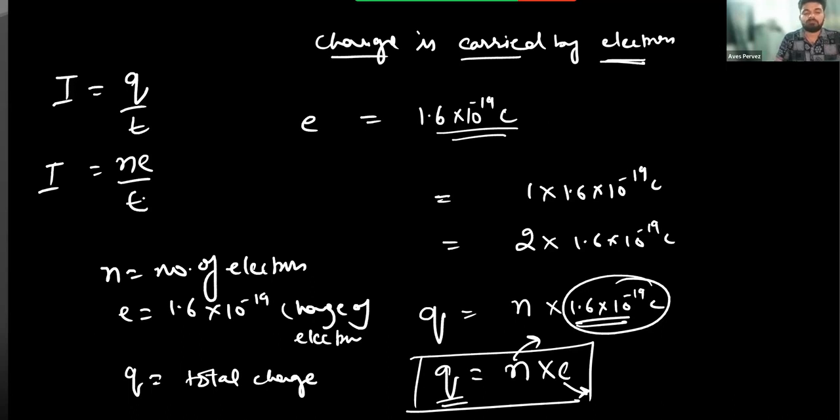So one electron is going to have this charge. One electron charge is equal to 1.6 into 10 to the power minus 19 coulomb. This is the charge of one electron.